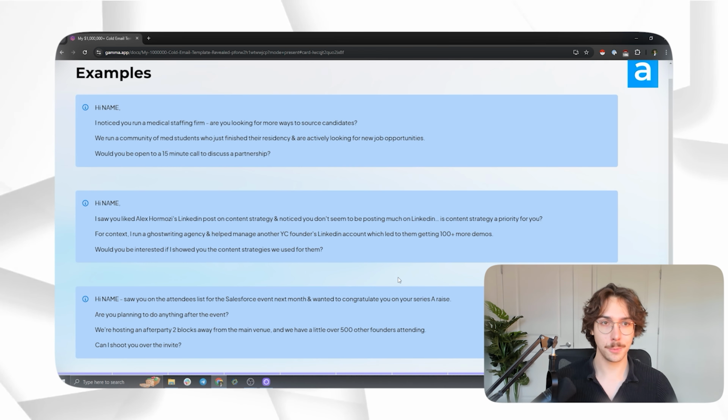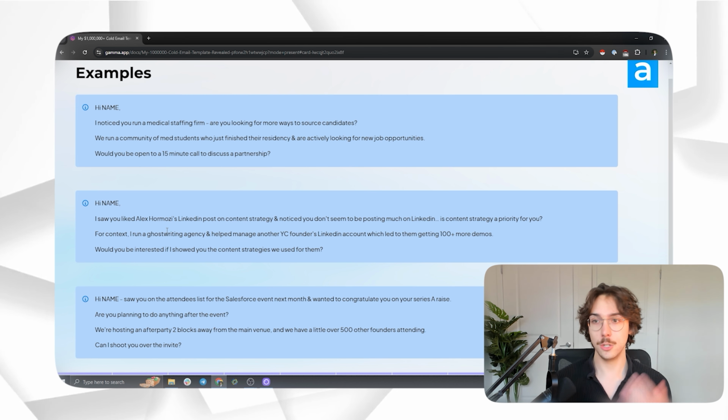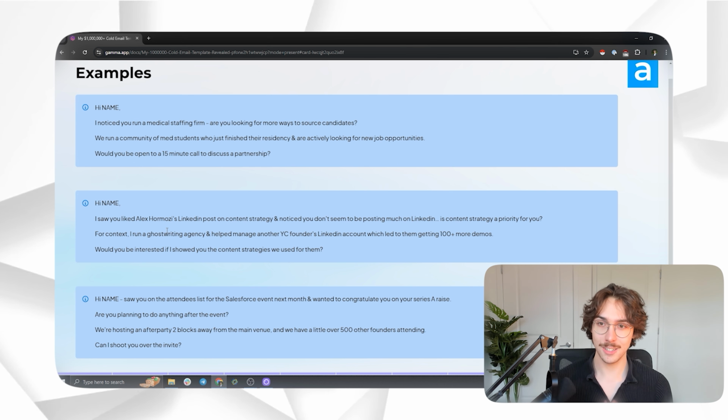Here's a couple more examples. I'm not going to read out all of these. I'm going to read out one more, but this one, hey, I saw you liked Alex Hormozi's post on LinkedIn about content strategy and noticed you don't seem to be posting much on LinkedIn. Is content strategy a priority for you? So we're calling out something that's super specific to them. We say, hey, I noticed this specific thing. You liked Alex Hormozi's post on LinkedIn content, and you're not posting content. So is this a priority for you?